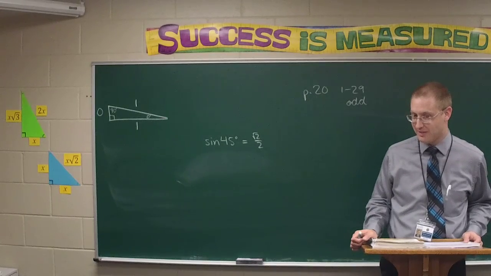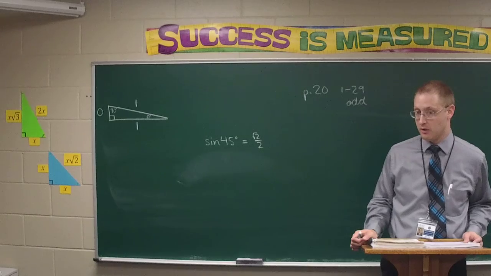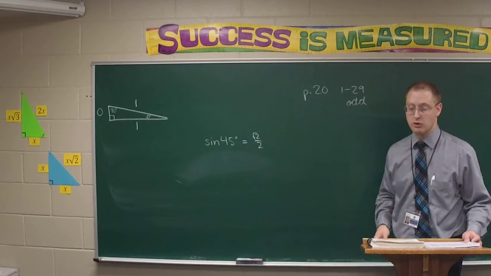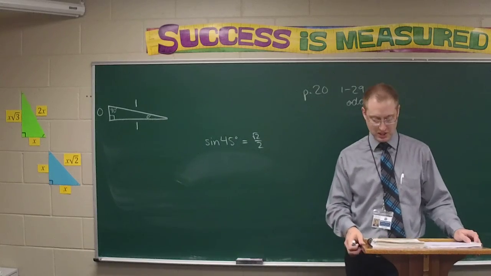Secant's what over what? Adjacent or hypotenuse? Well, flip it. Hypotenuse over adjacent. So for this 45 degrees, square root of 2 over 1? Square root of 2 over 1, or just square root of 2. There we go. Number 25, Quentin.